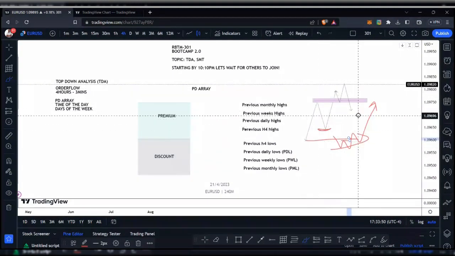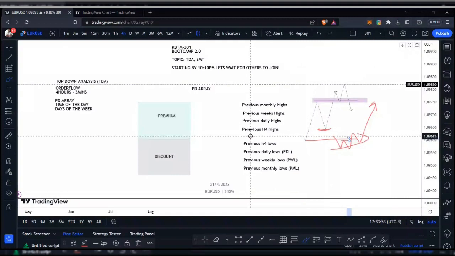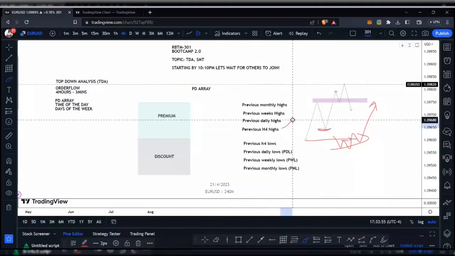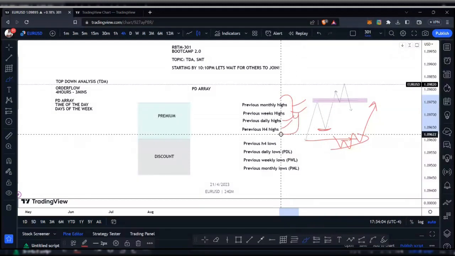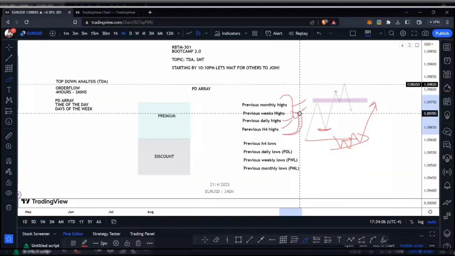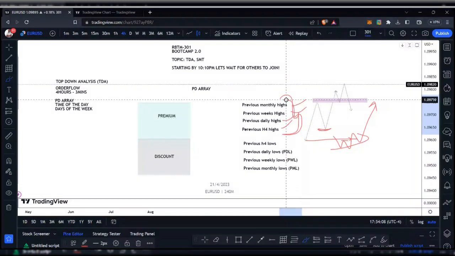So what liquidity is that? Is it a previous H4 high? Is it a previous daily high? Is it a previous weekly high or monthly high? Because these areas are heavy in the market. Price is most likely to bounce off these areas. Price is most likely to bounce off these areas.